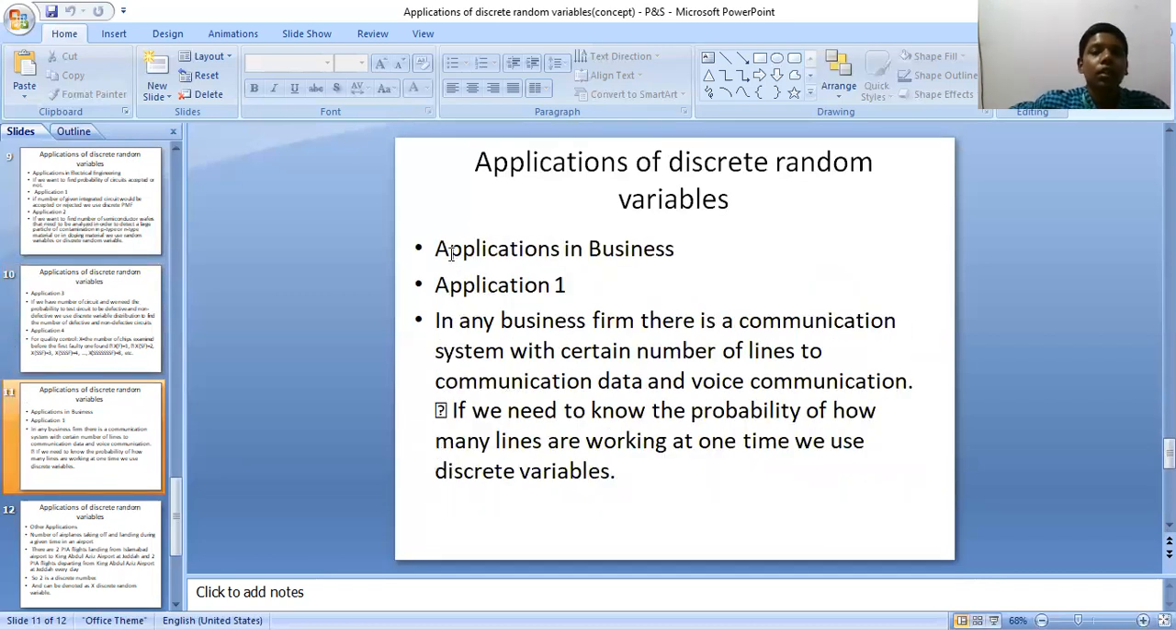And applications in business. Application 1. In any business firm, there is a communication system with a certain number of lines to communicate data and mass communication. If we need to know the probability of how many lines are working at one time, we use discrete variables.